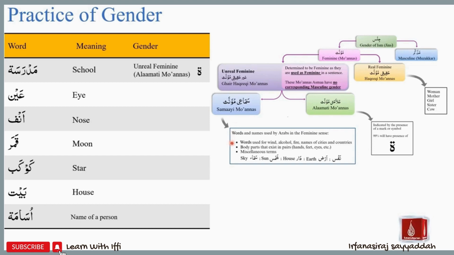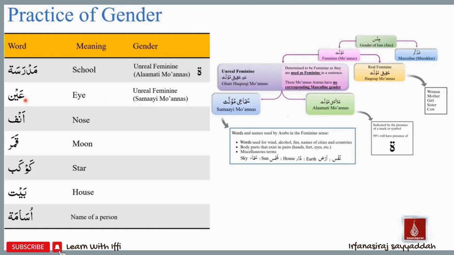We will look at the categories, and we look at the second category where we have the body parts that exist in pairs. And we know that ain means eye, and eyes are a part of body that exist in pairs. So we will conclude that the word ain is an unreal feminine and an example of samai muannas. So we will use the word ain in a sentence in the feminine sense.